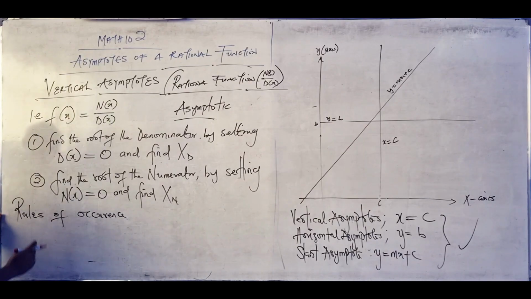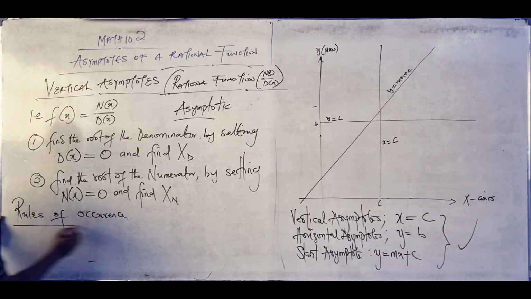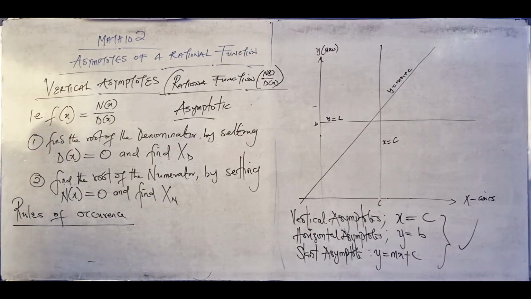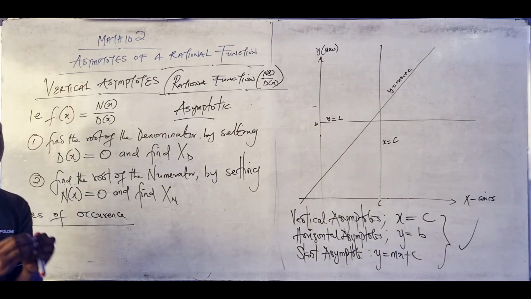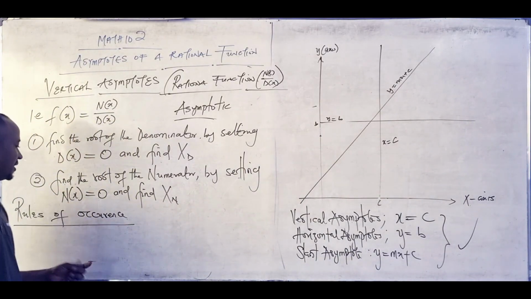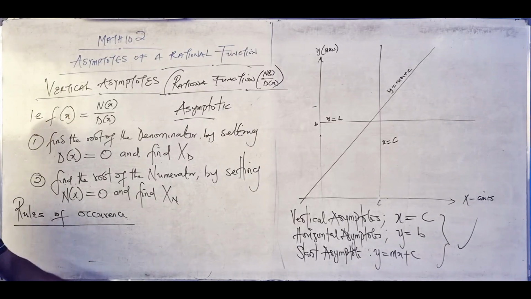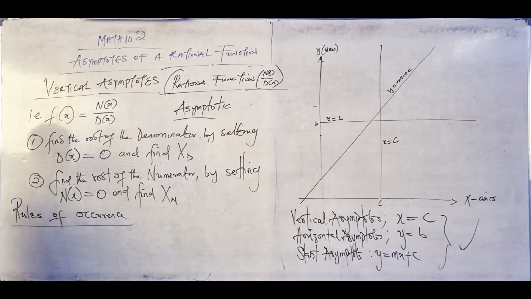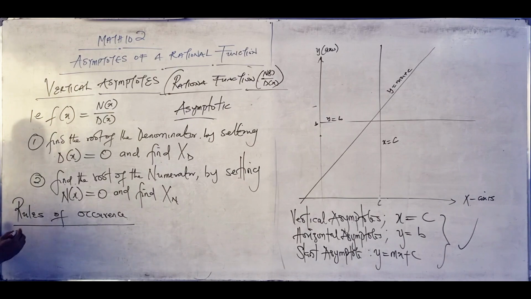That's the first step now. The second is this: the rules of occurrence. What really shows that we have a vertical asymptote? We'll look at it here, under the rules of occurrence.